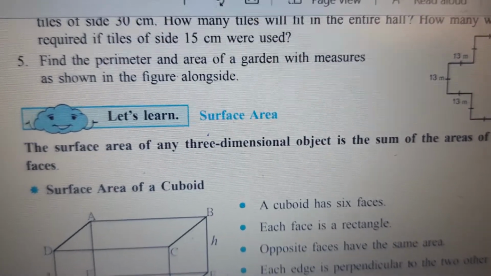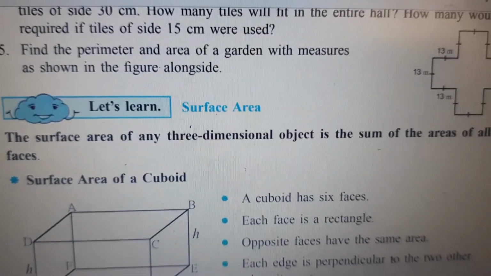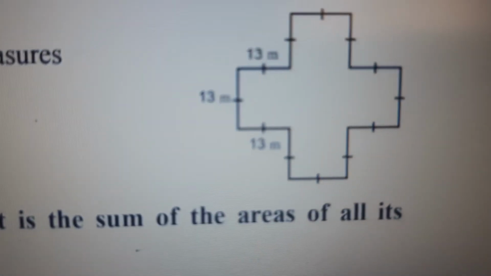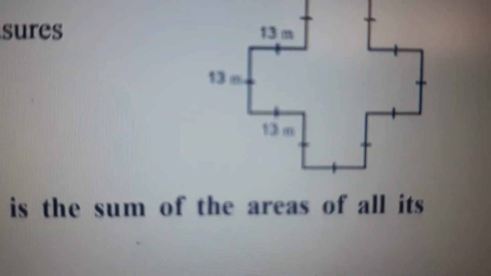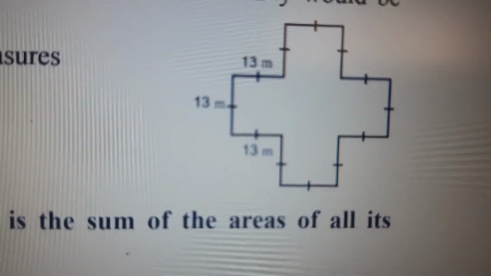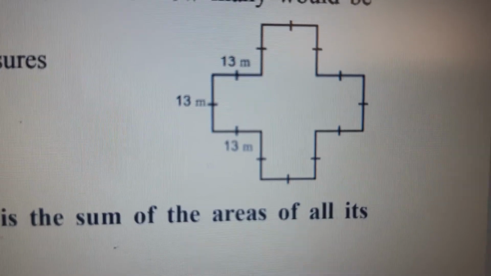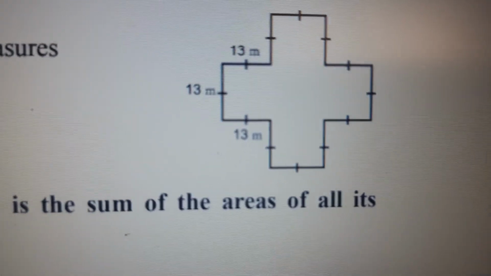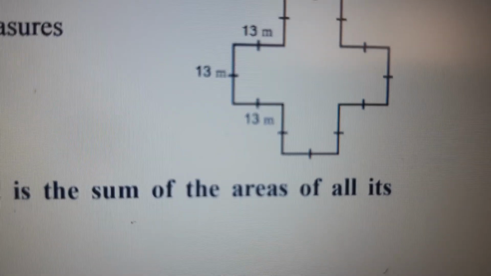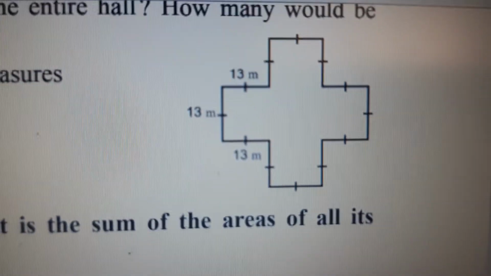Question number 5, find the perimeter and area of a garden with measures as shown in the figure alongside. So this is the figure, a close view. You can see that this is a garden, 13 meter is shown, and you can see the same signs everywhere. That means all sides are 13 meter, and we need to find out the perimeter as well as area of this garden. Okay, let's do it.